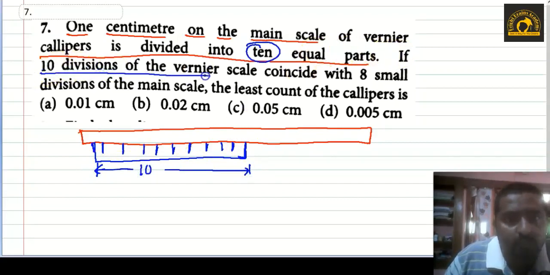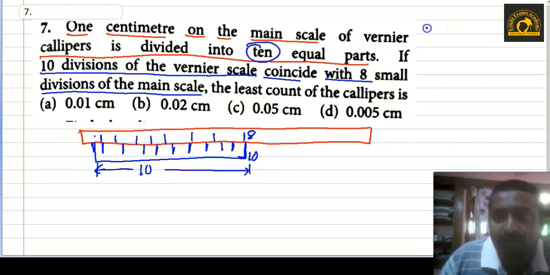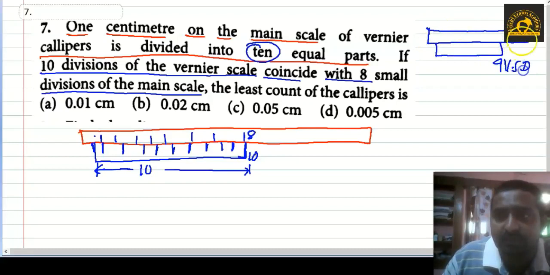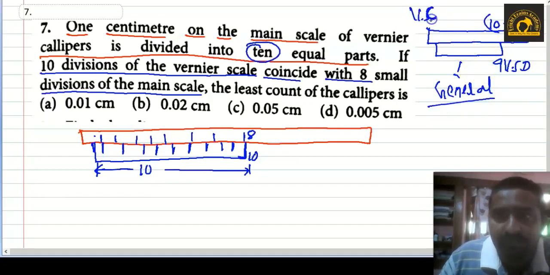If the 10 divisions on the vernier scale coincide with 8 small divisions on the main scale, so on the main scale it is 8 divisions: 1, 2, 3, 4, 5, 6, 7, 8. The 8th division coincides with the 10th. So in general cases, how is the main scale made? This is the main scale, this is the vernier scale. The 9th division of the vernier scale coincides with the 10th division of the main scale. So this is the general structure of the vernier calipers. But in this problem, 8 coincides with the 10th division.